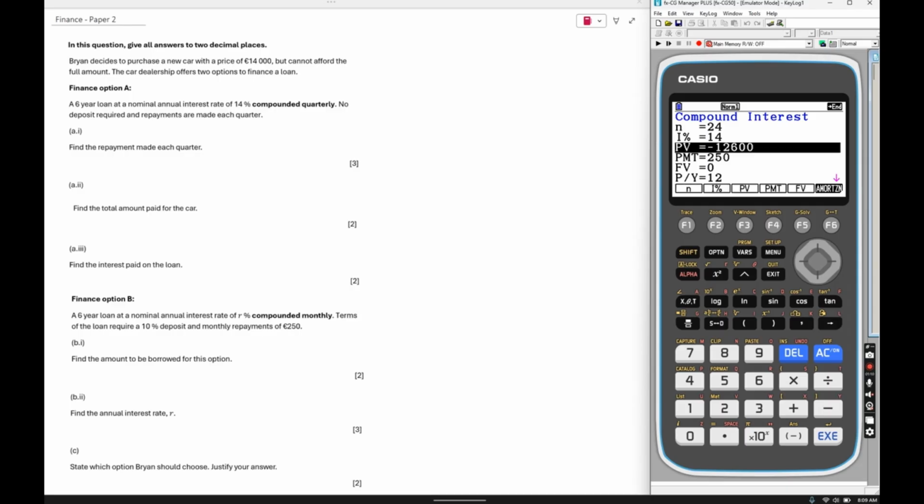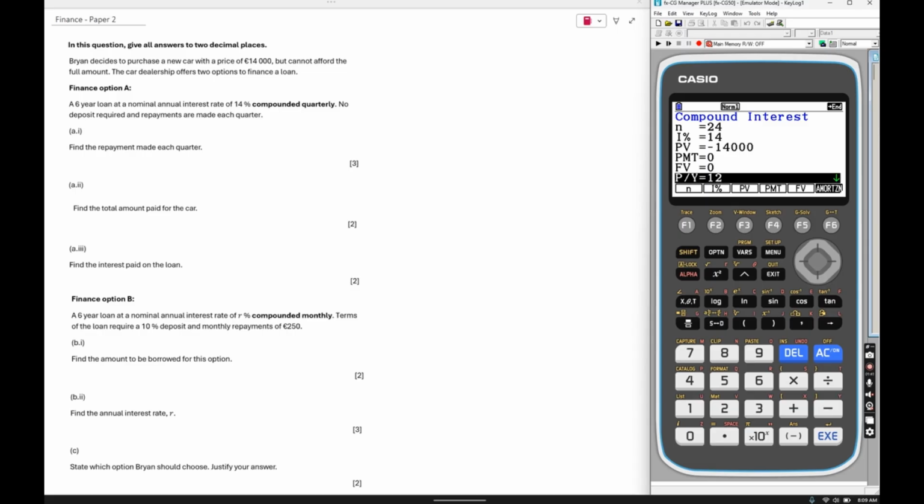The present value, well, it says up here that no deposit is required. So no deposit required means that he is getting a loan for the full 14,000. So I'm going to put negative 14,000 because that's how much that he owes. The payment is the thing that we're trying to figure out, so just put 0 for that at the moment. The future value is going to be 0 because we want him to pay it off.